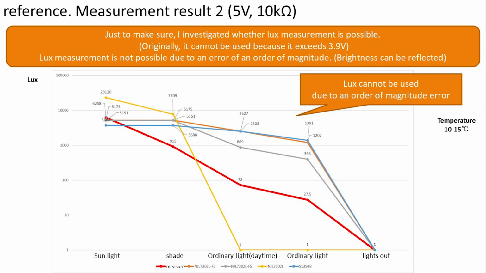Move on. 5 volts may exceed the allowable voltage, so it is not desirable, but as a reference, I measured it with 10k ohms to see if I could measure the lux. The results were again unusable for lux measurements. Since the lux values differed by orders of magnitude, the configuration using the ESP32 was unusable for lux measurements.